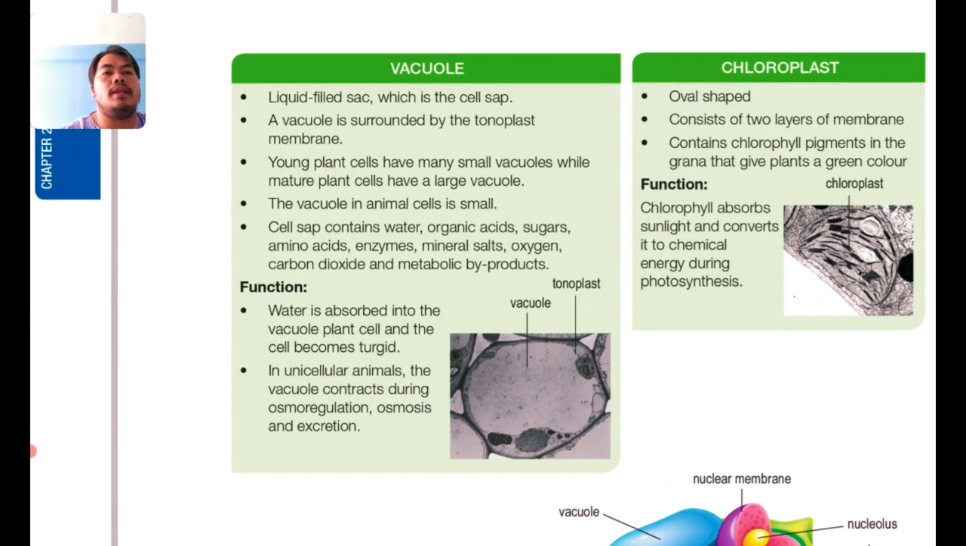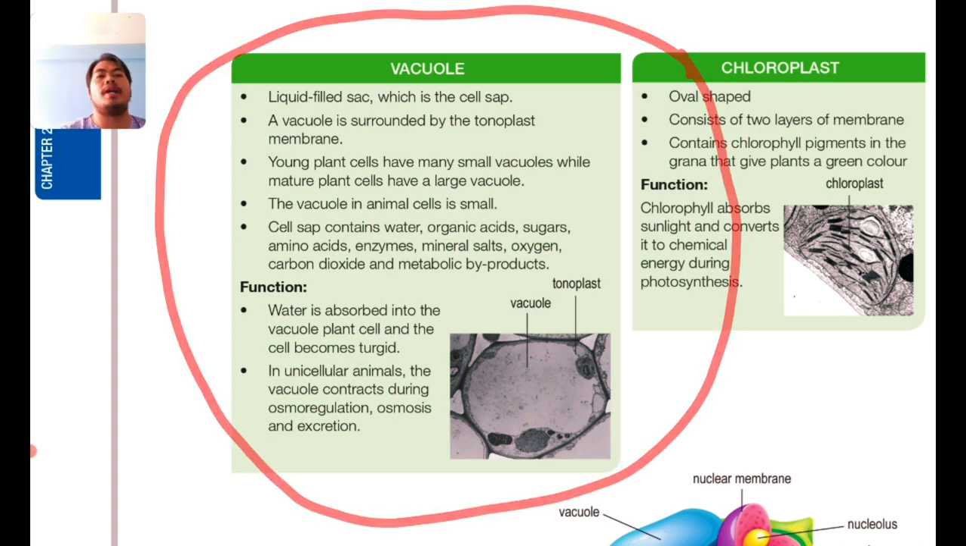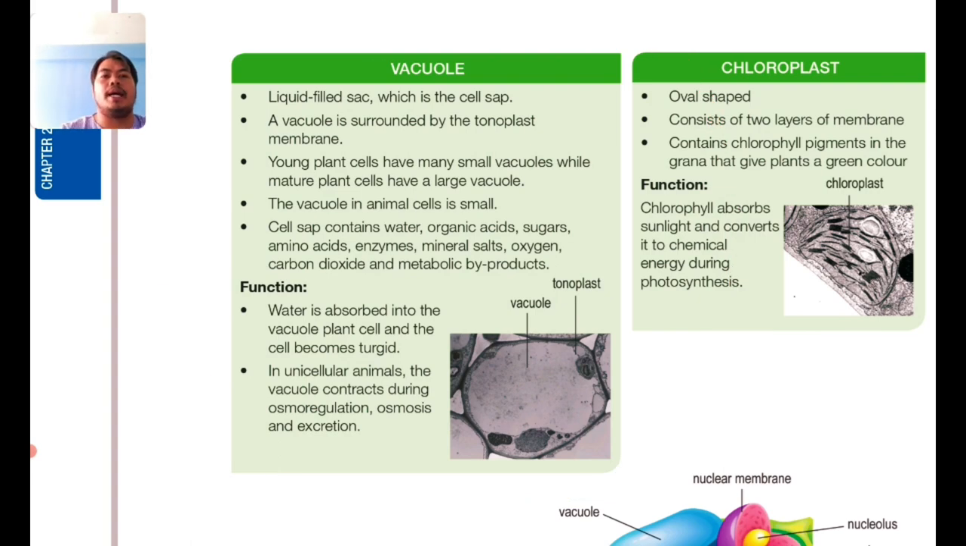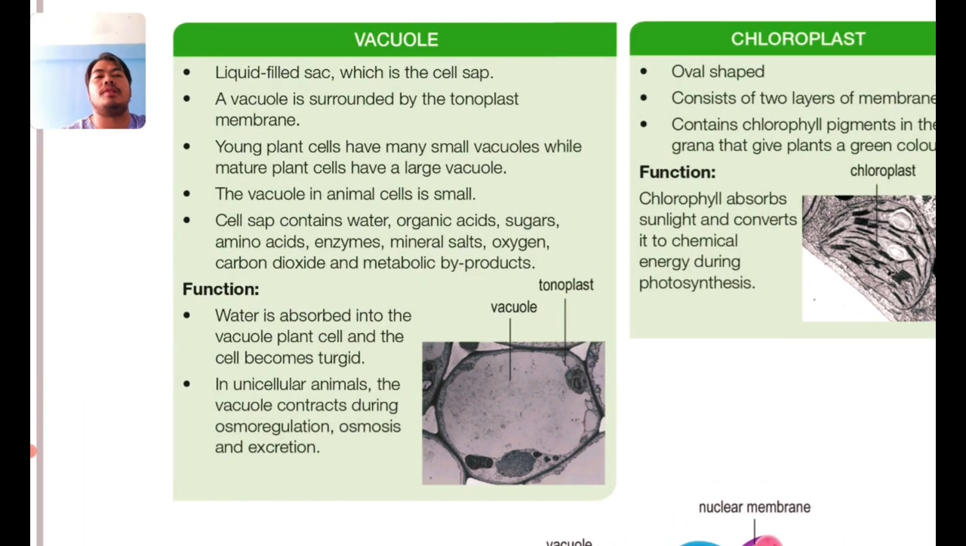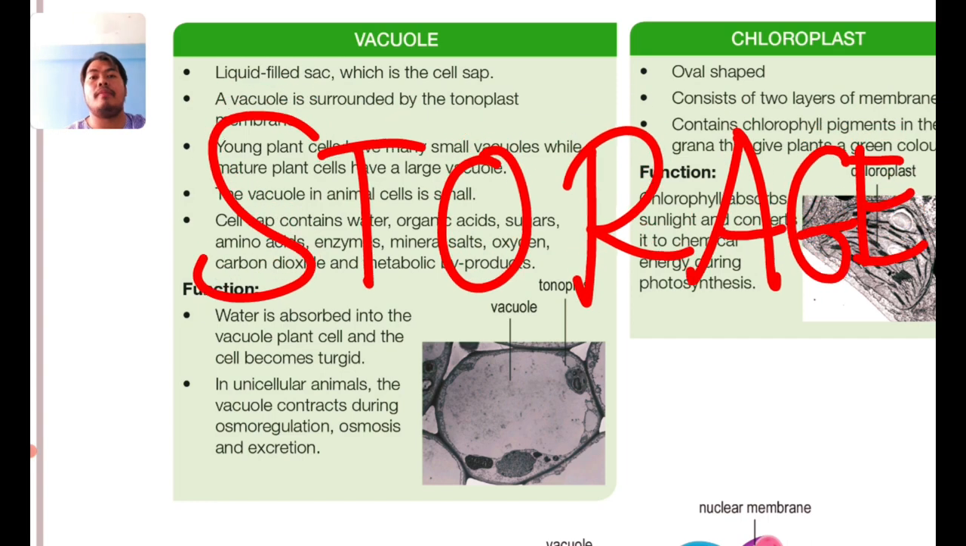Now let's take a look at the details. The vacuole is a liquid-filled sac, which is the cell sap. A vacuole is surrounded by the tonoplast membrane. Young plant cells have many small vacuoles, while mature plant cells have a large vacuole. The vacuole in animal cells is small. Cell sap contains water, organic acids, sugars, amino acids, enzymes, mineral salts, oxygen, carbon dioxide, and metabolic byproducts. So if you want to remember the vacuole, remember this: storage, tempat simpanan.